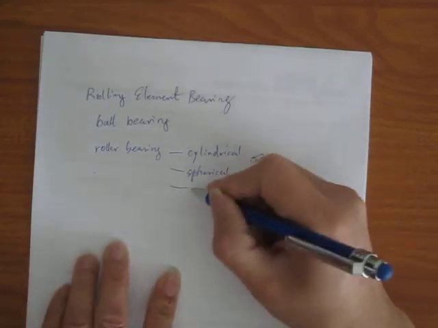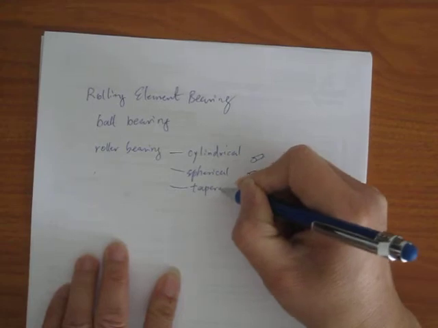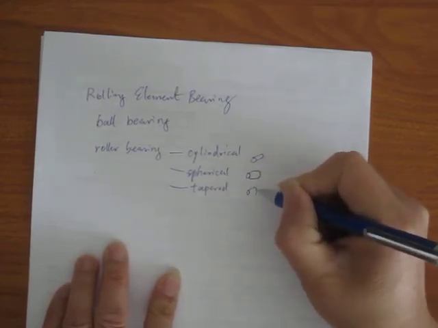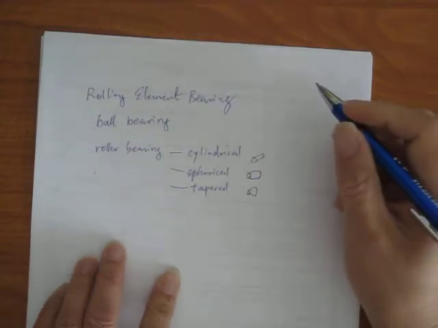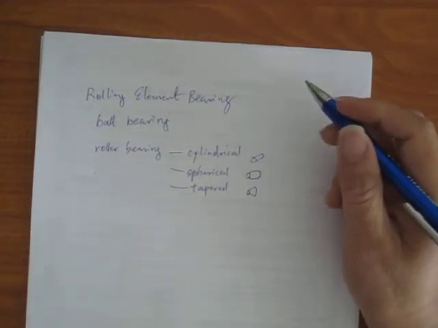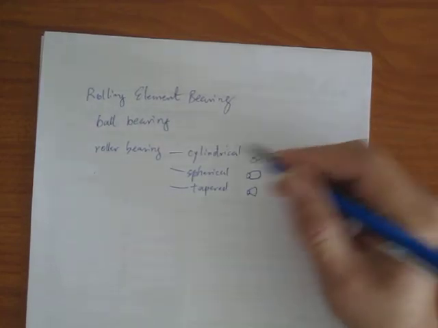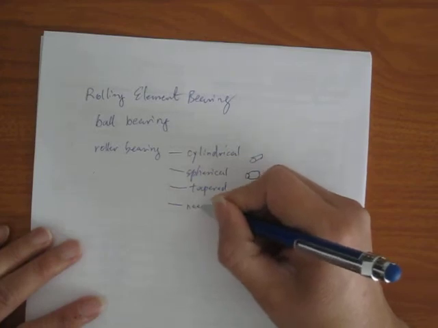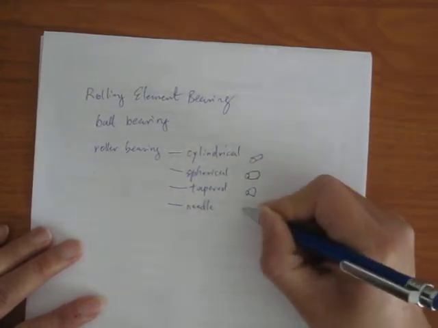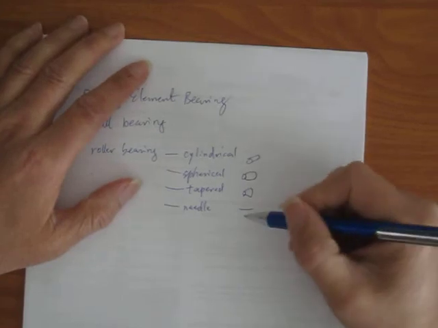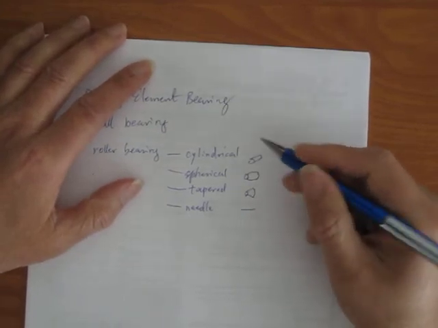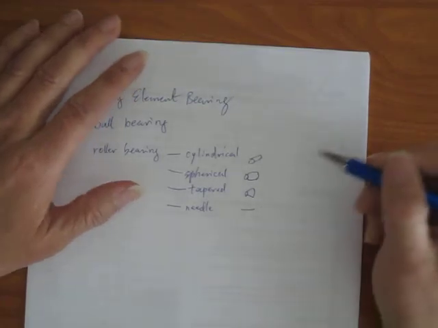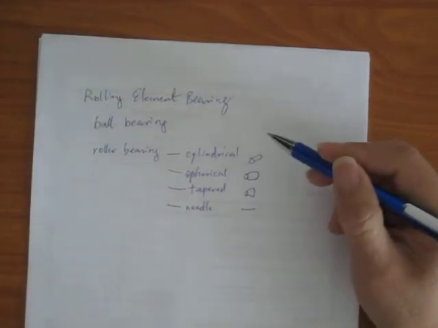And then we have tapered. So this, later on we'll talk about that. This is for angular bearing, this one here. And then we have something we call the needle bearing. This is also a needle bearing. The rolling element is a needle. It's also like a cylindrical, but this one is really, really tiny. So we have those types.